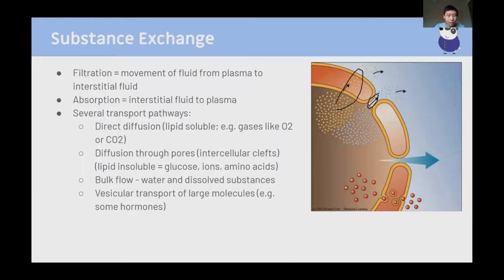And what you can also have is something called bulk flow, which is just the flow of water and dissolved substances. That differs to something like the second one, the diffusion through pores, which is just diffusion of the molecules itself. But bulk flow refers to both the flow of water and the dissolved substances within it. And finally, you have something called vesicular transport, which is just using vesicles. And that's for large molecules, so some hormones, for example.